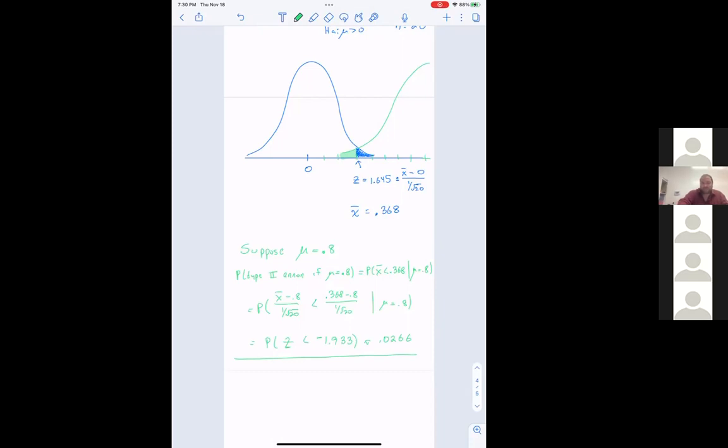Where did we get the negative 1.933 from? 0.368 minus 0.8 divided by 1 over root 20. Oh, never mind. Well, you can't never mind after I answer the question. Thank you. You're welcome.